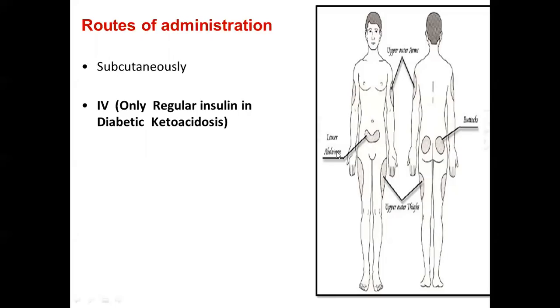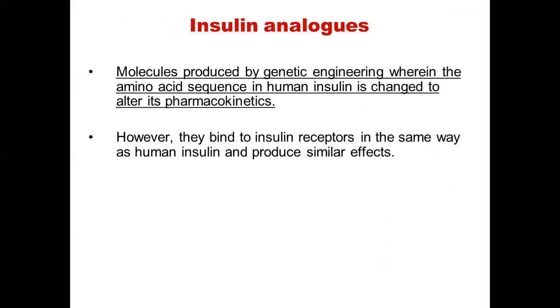Then IV also it is given, but only regular insulin is given by the IV route, and that also for an emergency situation like diabetic ketoacidosis, about which you will be learning in the next class. So just remember, subcutaneously all the insulin preparations are given. Regular insulin is given by the IV route only for diabetic ketoacidosis. Otherwise, for all other indications, regular insulin for regular use is given by the subcutaneous route.